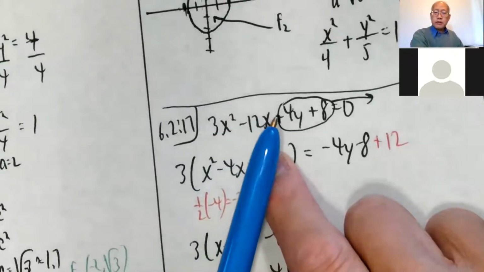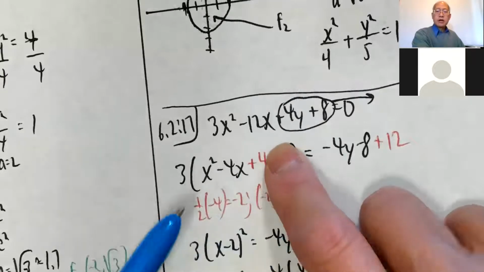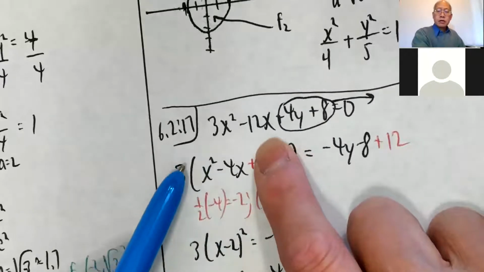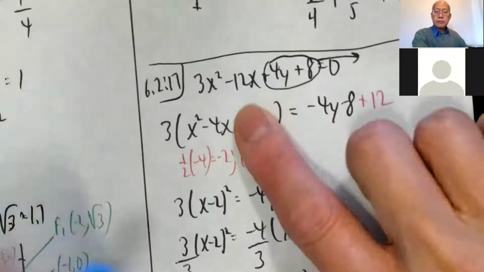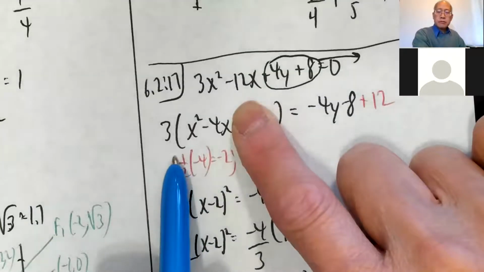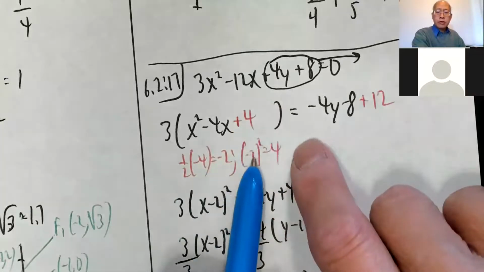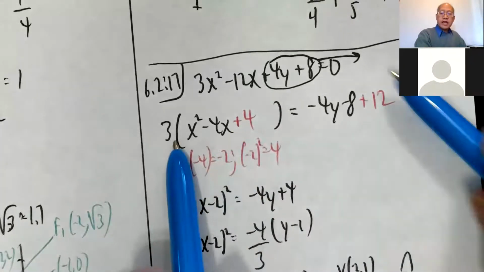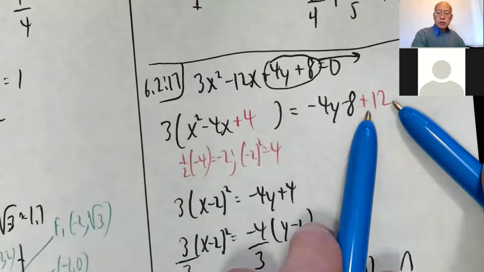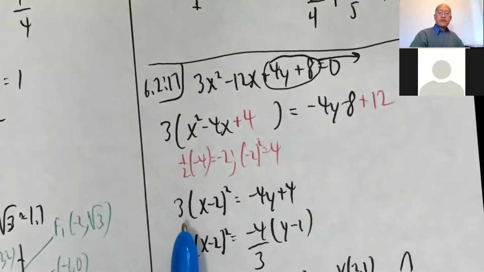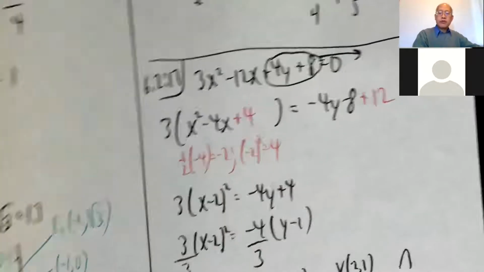Okay, so first move over the 4y and the 8. So negative 4y minus 8. Factor out the 3: 3 parentheses x squared minus 4x. And then I complete the square. Half of negative 4 is negative 2. Negative 2 squared is 4. So add 4, but that's really a plus 12, right? 3 times 4 is 12. So to balance it, I add 12. This factors into 3 times x minus 2 squared. This becomes negative 4y plus 4.